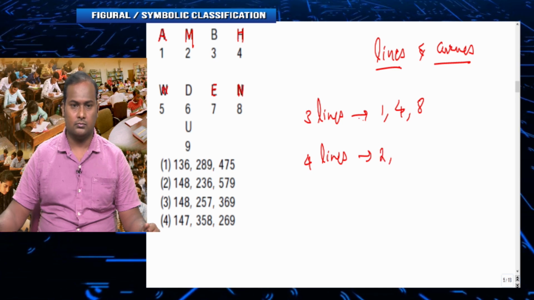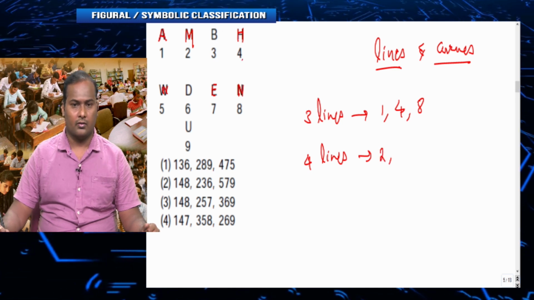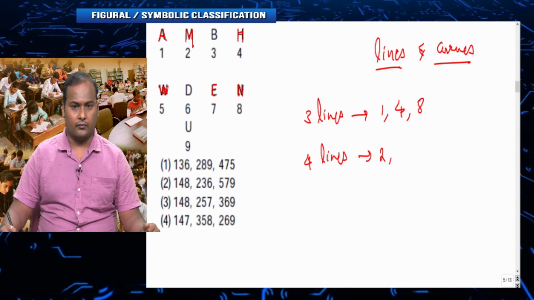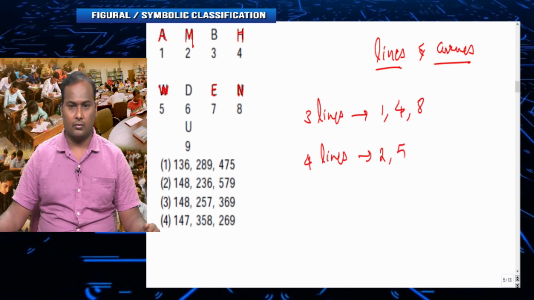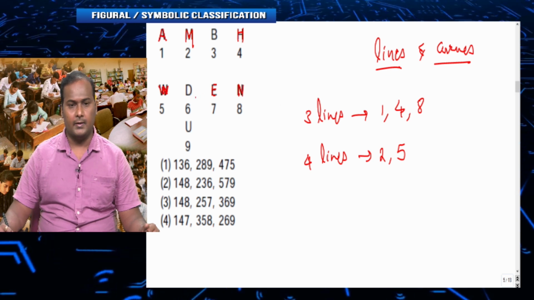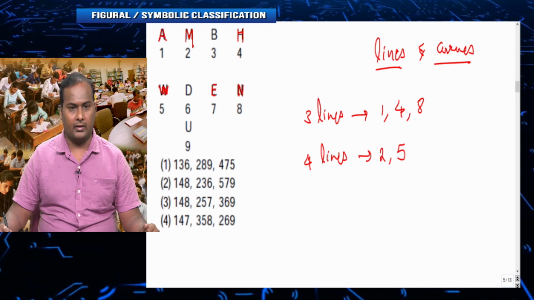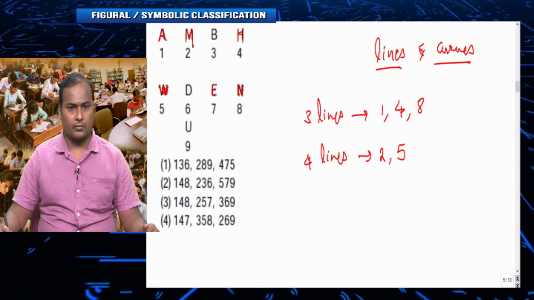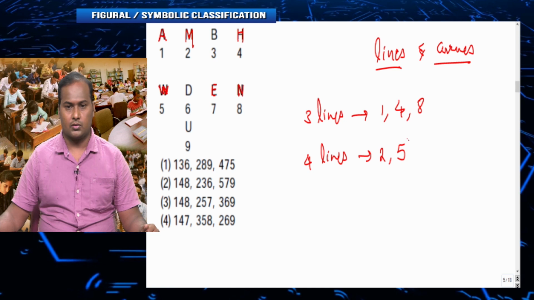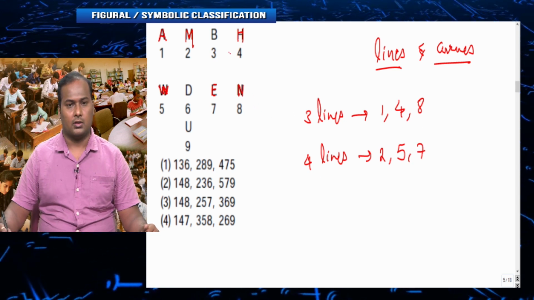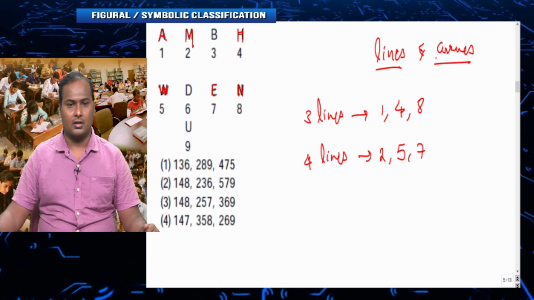So second figure. B, curves. Again 5, 1, 2, 3, 4. So that is W, 5. Next one is D, again curve. E, in E also we are having 4 lines, 1, 2, 3, 4. So 7. Then the next one that we left with is based on curves.